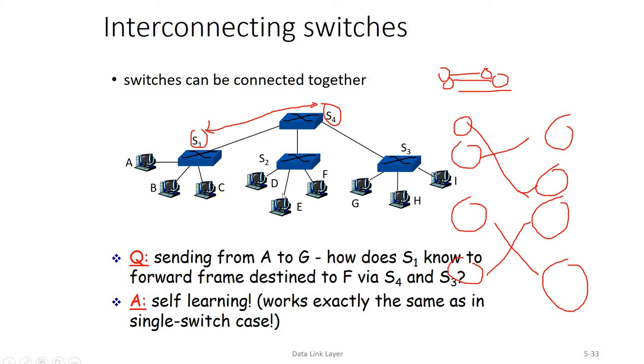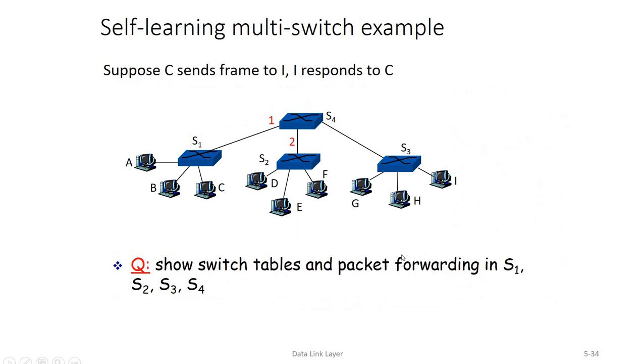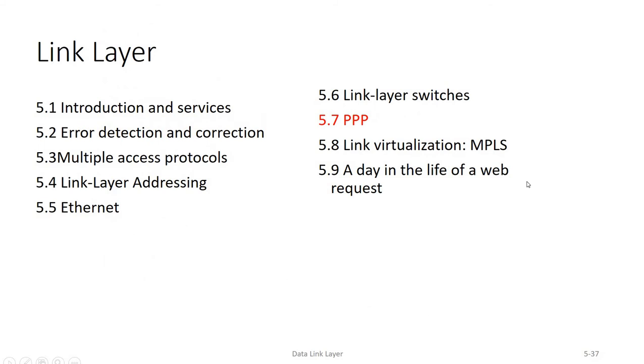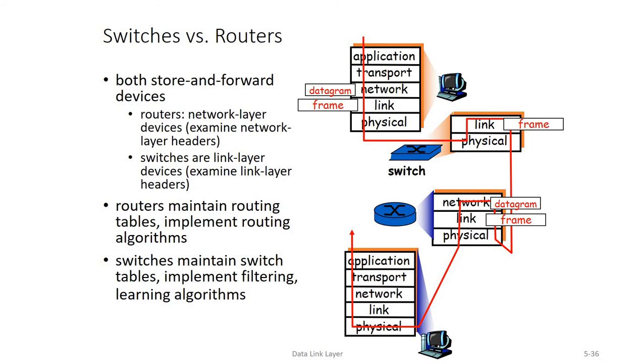We know that each switch is learning. That means the learning table of the switch will be sent to the other switch to combine the switch tables and packet forwarding in S1, S2, S3. Let's say this is our initial network. We have the mail server, we have the router, we have the switch. I don't know what happened. Why does the slide go crazy?